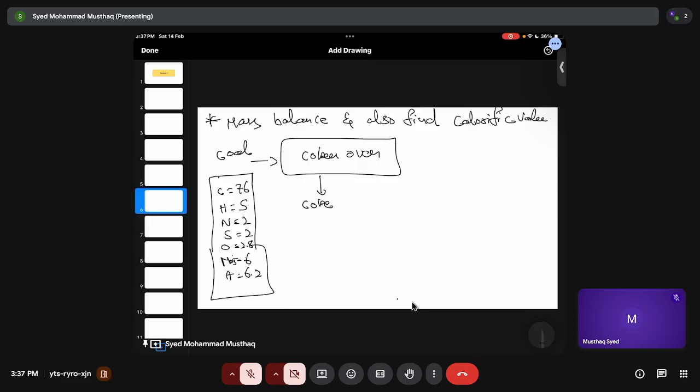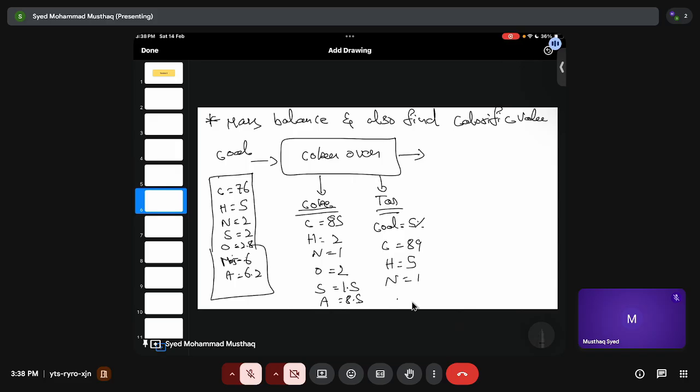Okay, so C is 85, H 2, nitrogen 1, oxygen 2, sulfur 1.5, ash 8.5. You can see there is no moisture because at 100 degrees centigrade you will not find any moisture there. After that you will get a tar, which has again coal of 5%, right? So in that tar, carbon will be 89, hydrogen will be 5, nitrogen will be 1%, and then you will have gases.